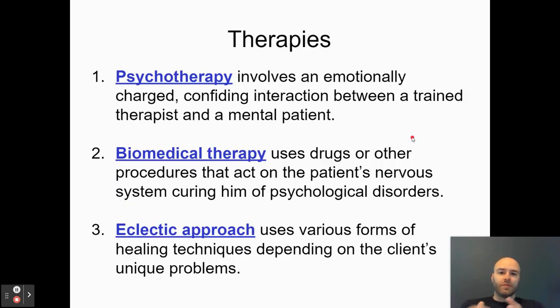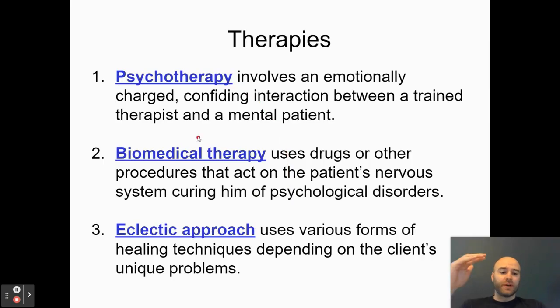There's psychotherapy, which involves an emotionally charged, confiding interaction between a trained therapist and a mental patient. That's the classic therapy you think of, the interpersonal therapy. Then you have biomedical therapy, which uses drugs or other procedures that act on the patient's nervous system, curing them of psychological disorders. And you have eclectic therapy, or the eclectic approach, which is various forms.